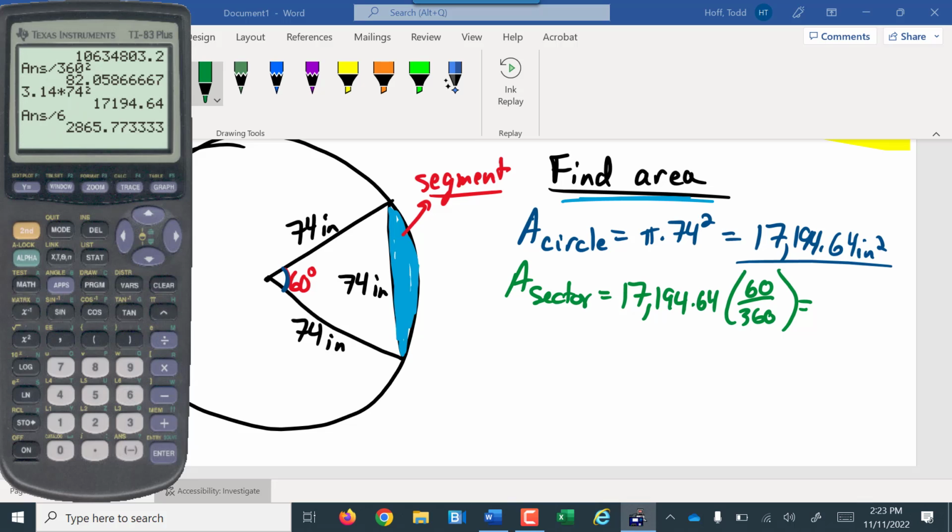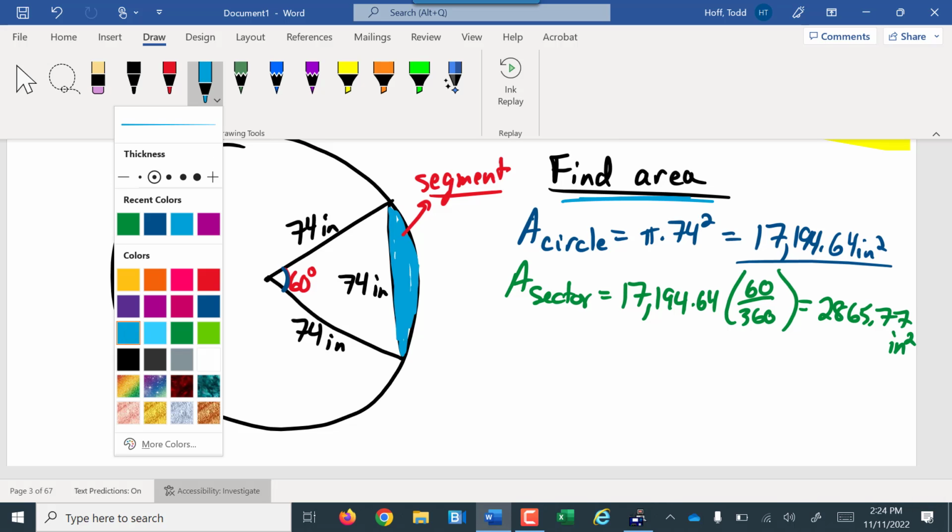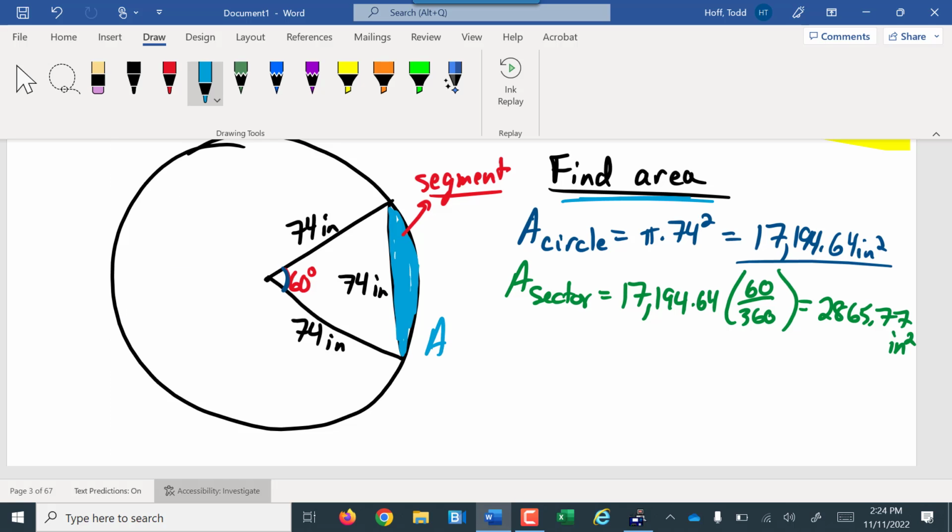That's right. 2865.77. Yep. That's square inches. Now then, for the triangle, square inches. Thank you. For the triangle, yep.